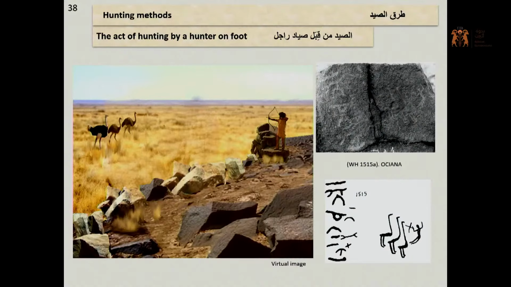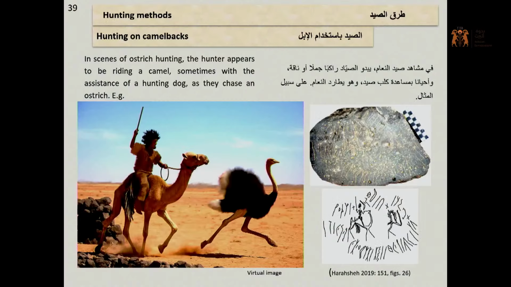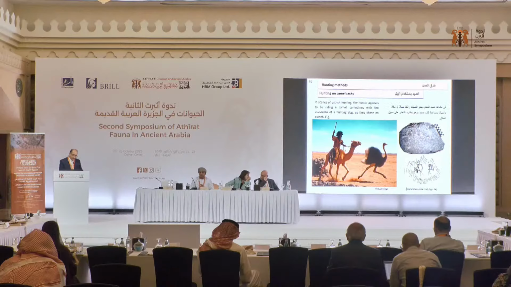Hunting on camelback. In these ostrich hunting scenes, the hunters appear riding a camel, sometimes with the assistance of a hunting dog, as they chase an ostrich. For example, in this image, or in this image.